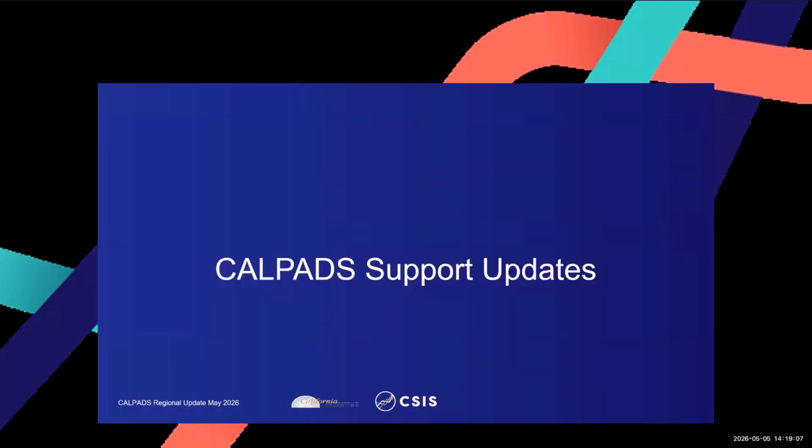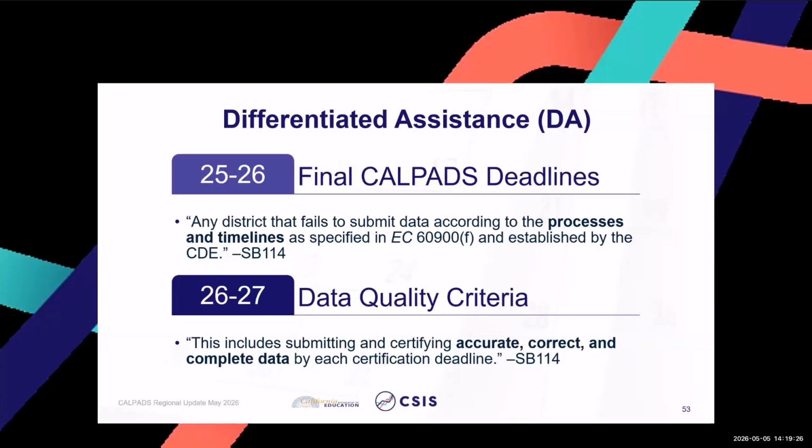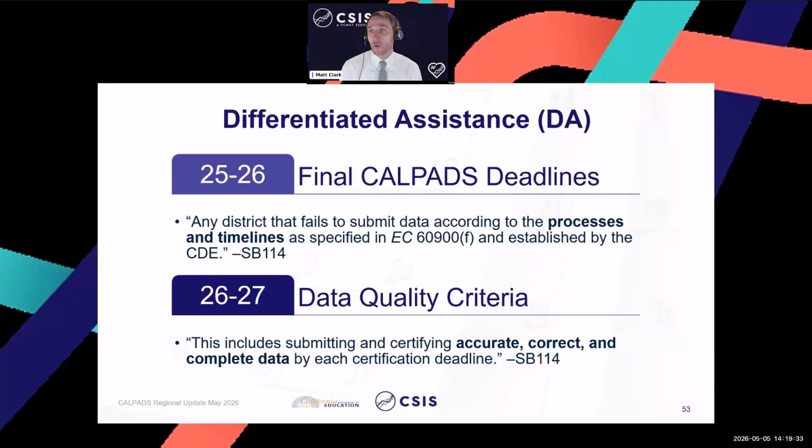And we'll begin by discussing the CALPADS pathway to differentiated assistance. If everyone remembers, back in 2023, the CALPADS Pathway to Differentiated Assistance was created with the passage of Senate Bill 114. The CALPADS Pathway to DA is currently being implemented in a phased approach. This academic year, we are using final CALPADS deadlines as the criteria for inclusion in DA through the CALPADS Pathway.